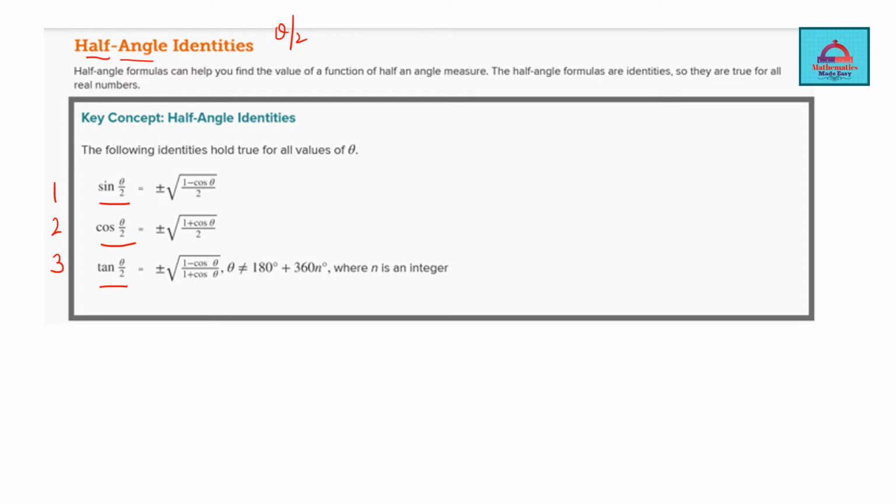Now comes the trick to remember them. How will you remember? First remember that on the left, everywhere in this identity, there is half of the angle, or theta by 2, involved. Whereas on the right, it is the whole complete angle theta involved. So the angle on the right side is double the angle on the left side. That's what you need to remember.